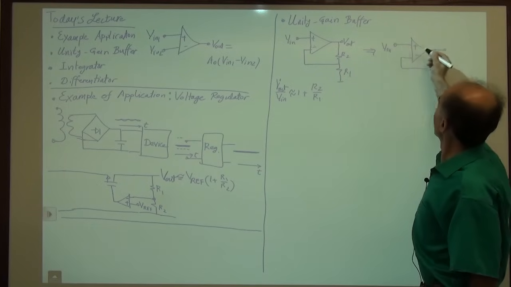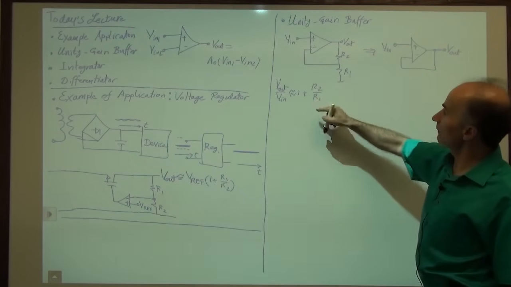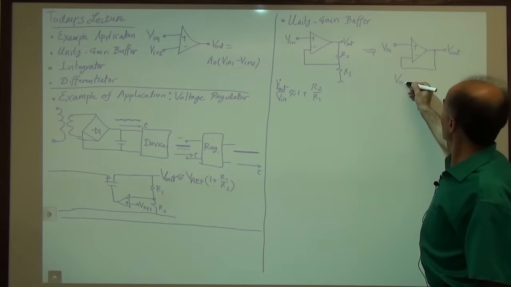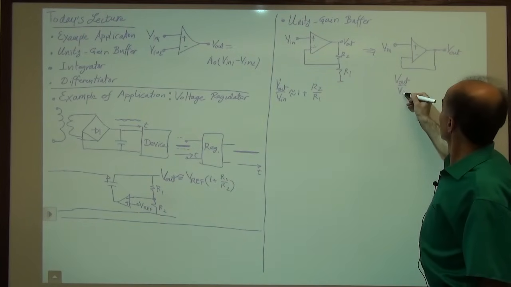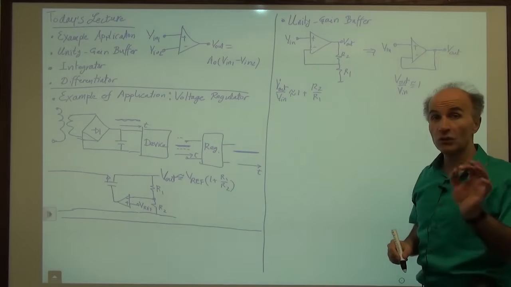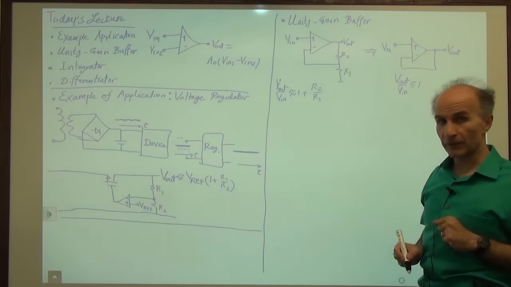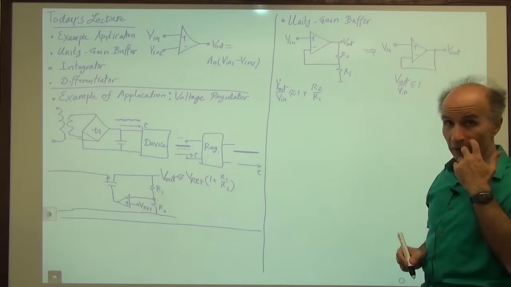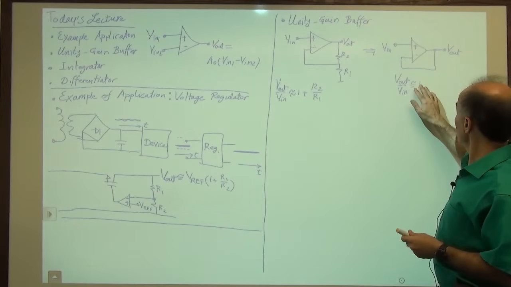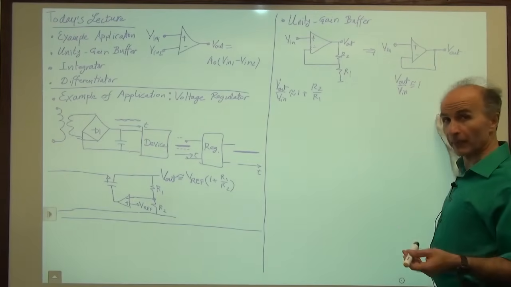V in, V out. And given that R2 is 0 and R1 is infinity, I can say that V out over V in is equal to 1 approximately. This is what we call a unity gain, because the gain is 1, buffer. It's a buffer circuit. So again, you might be asking, what's the use of a circuit that has a gain of 1? A piece of wire would do the same thing.